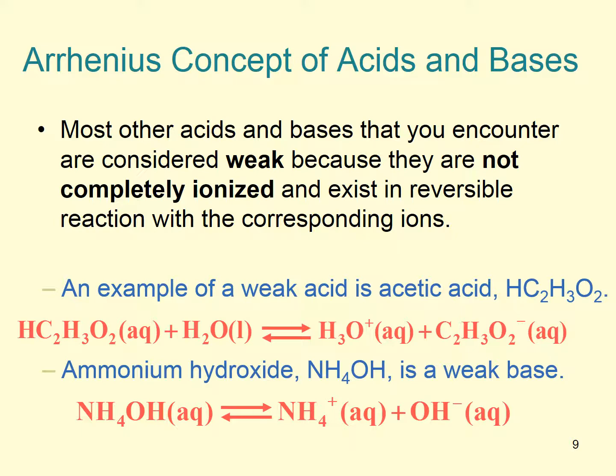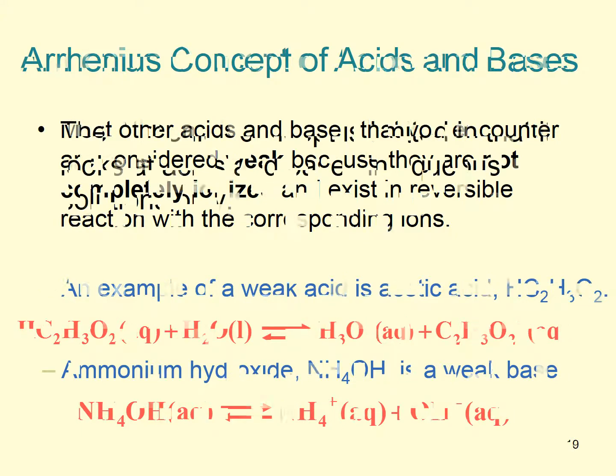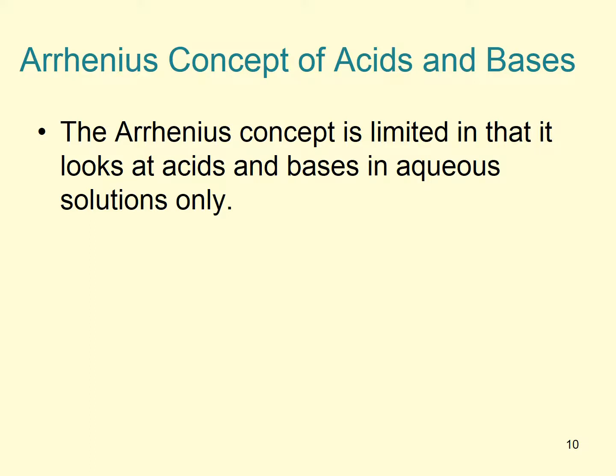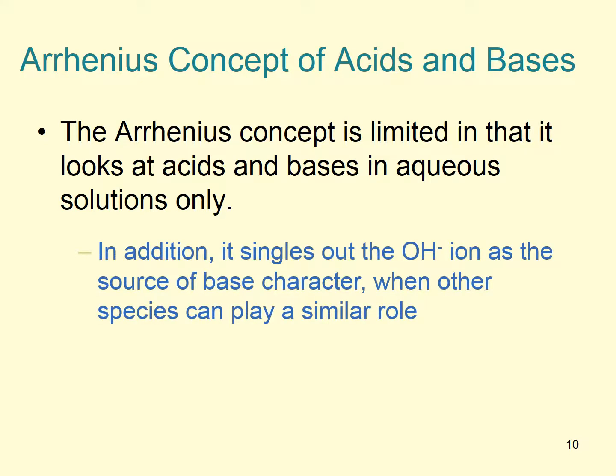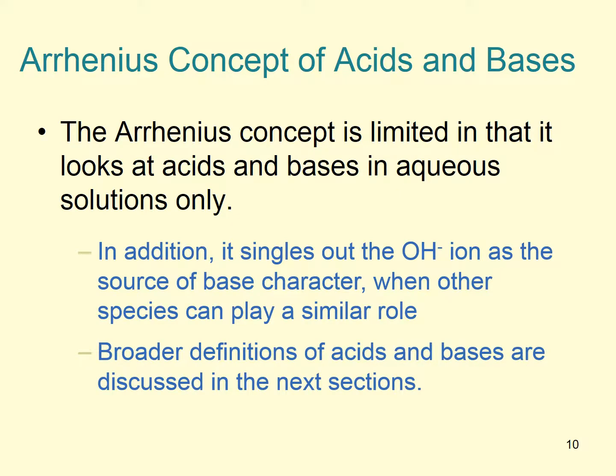So again, acid-base strength has nothing to do with concentration, but rather how much it will dissociate the H plus or the OH negative. So the Arrhenius concept is limited because it looks at acids and bases only in aqueous solutions. And then it also singles out the OH negative as the source of the base. And there are other bases besides just OH negative. For example, NH3, ammonia, is a base. And it's hard to see how it's a base just by looking at it because the OH negative is not apparent. And so a broader definition is going to be discussed next.